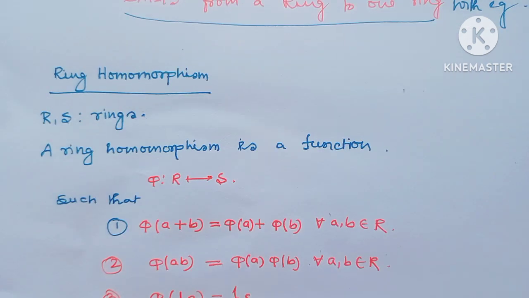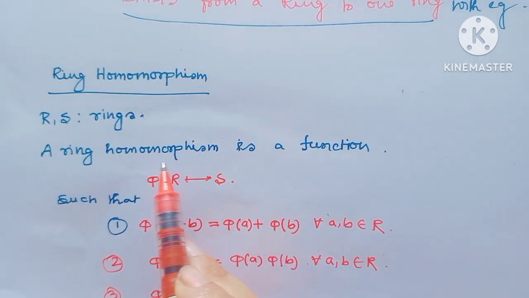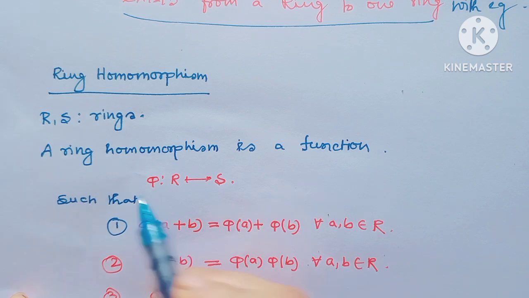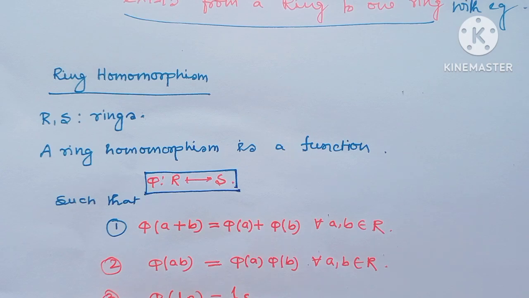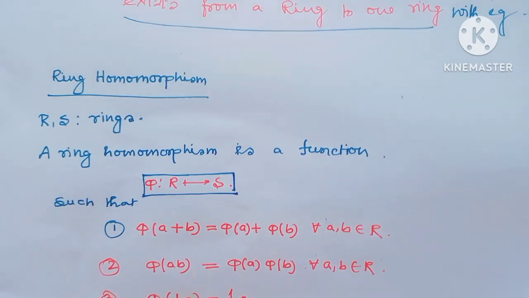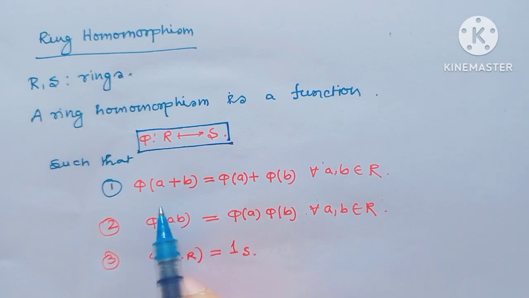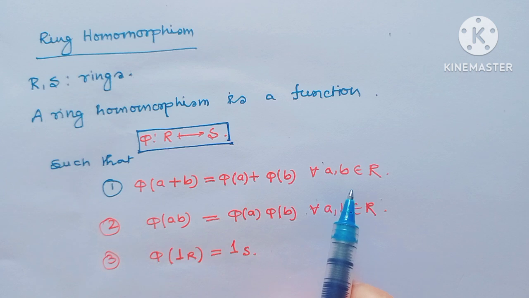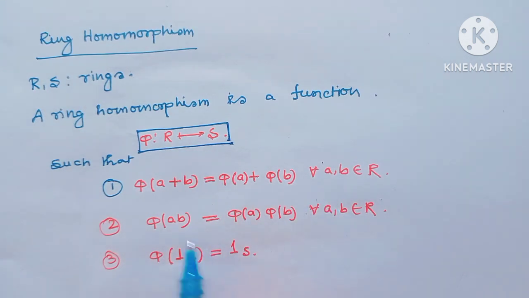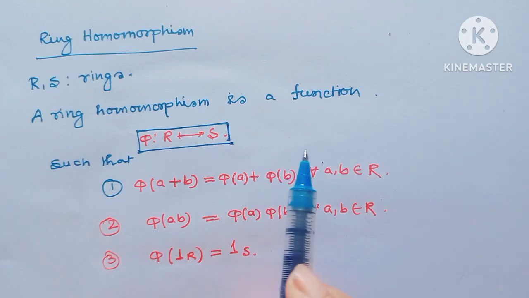What is a ring homomorphism? At first I will state the definition. Let R and S be rings, and a ring homomorphism is a function phi from R to S. In group homomorphism it preserves only addition. In ring homomorphism it preserves addition and multiplication. So phi of a plus b equals phi of a plus phi of b, true for all a, b belonging to R, and since it also preserves multiplication, phi of ab equals phi of a times phi of b, also true for all a, b belonging to R.